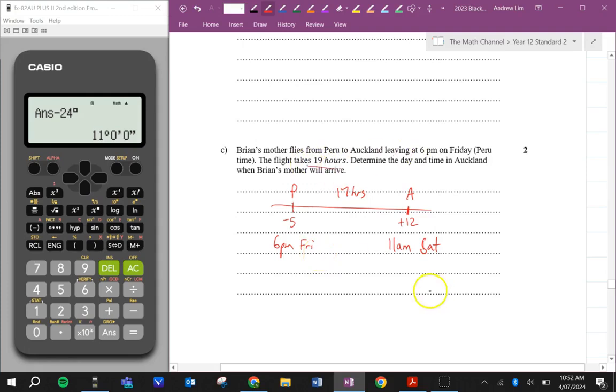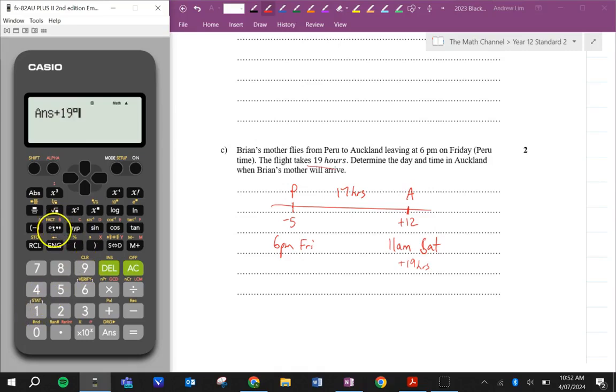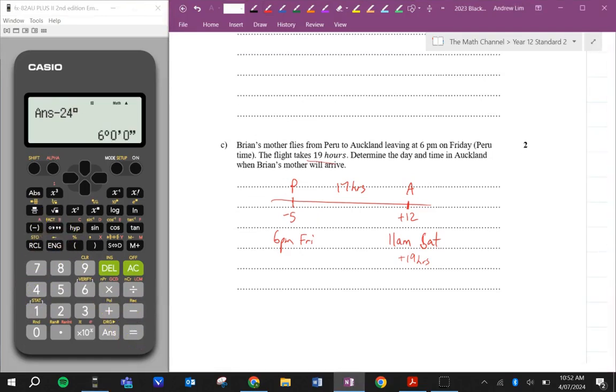Now it takes 19 hours, so I'm going to add 19 hours to this. Oh, that's more than 24 hours, so I'll minus 24 hours. So that's 6 a.m. the next day, Sunday. So the poor mother didn't even get to have a Saturday.